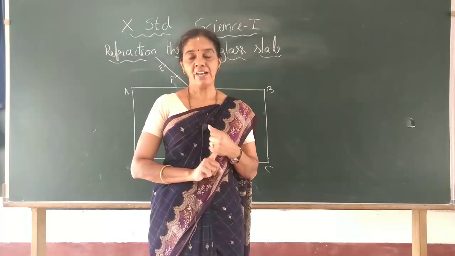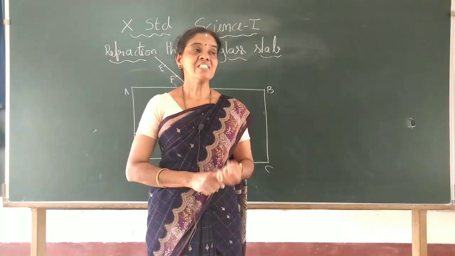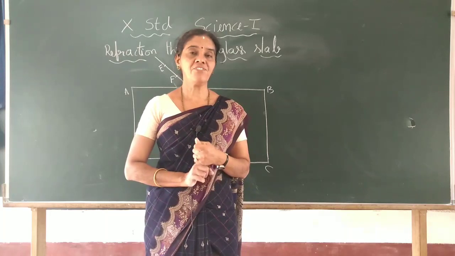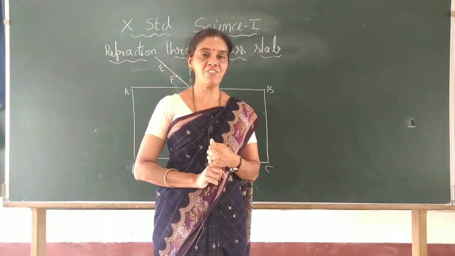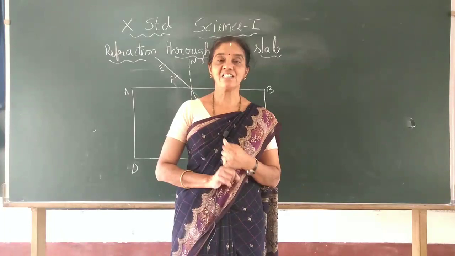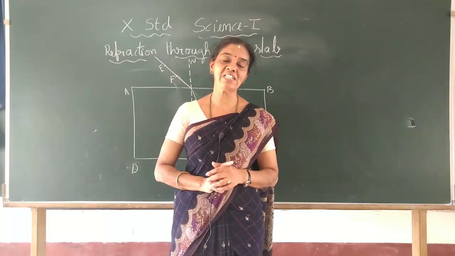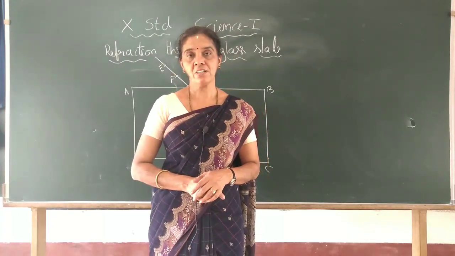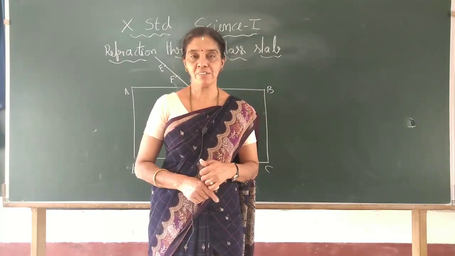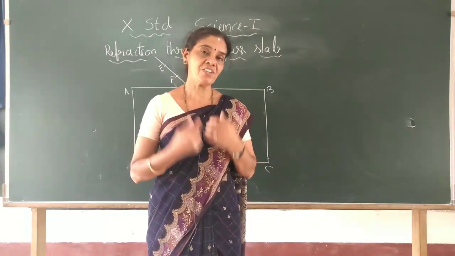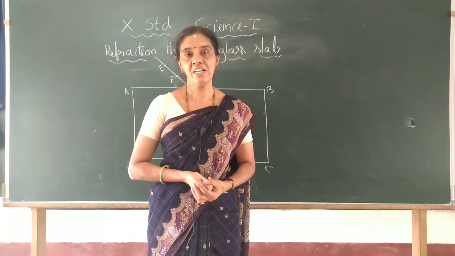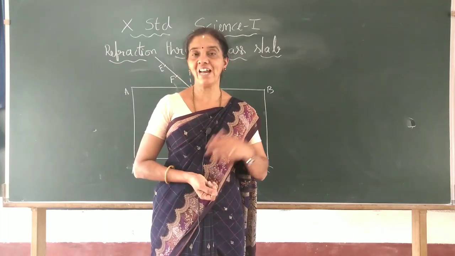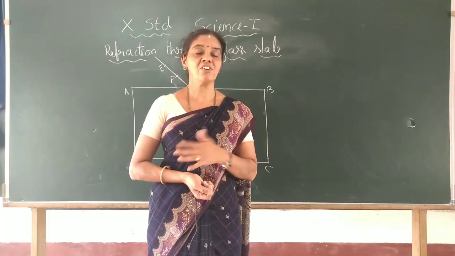According to this law, the ratio of sine of i, the angle of incidence, and sine r, the angle of refraction, is constant, which is called the refractive index of the second medium with respect to the first medium. It is also expressed taking the speed of light. It is the ratio of the speed of light in the first medium to the speed of light in the second medium, and it is constant for a given pair of media like air and glass, air and water, water and glass, etc.